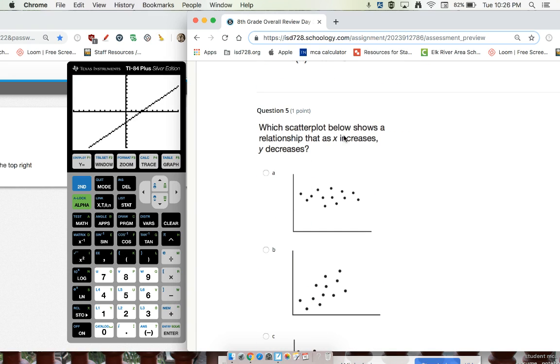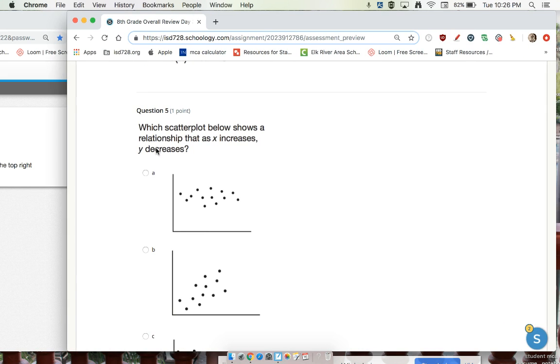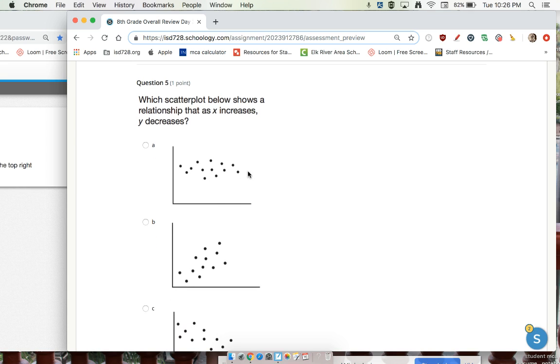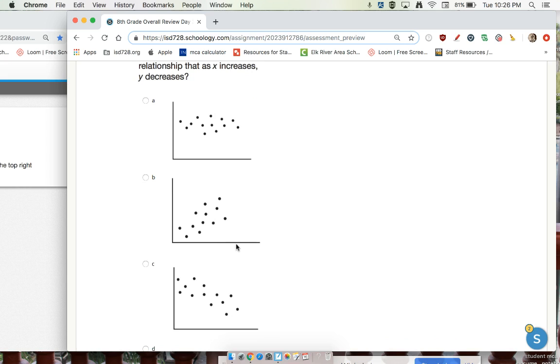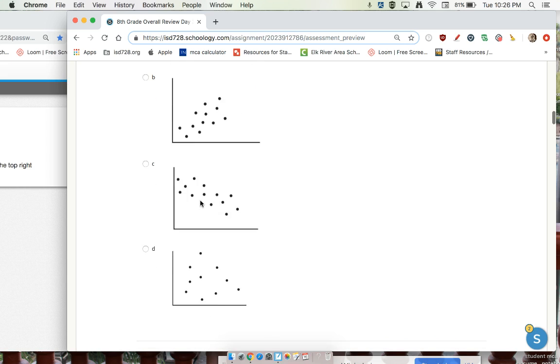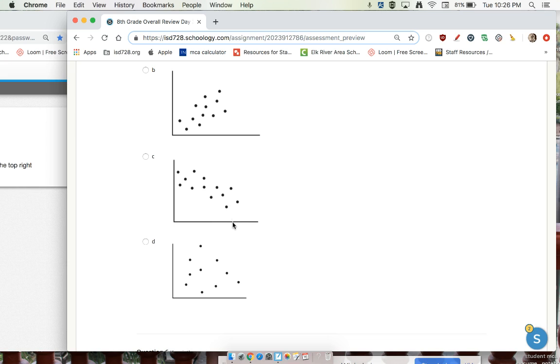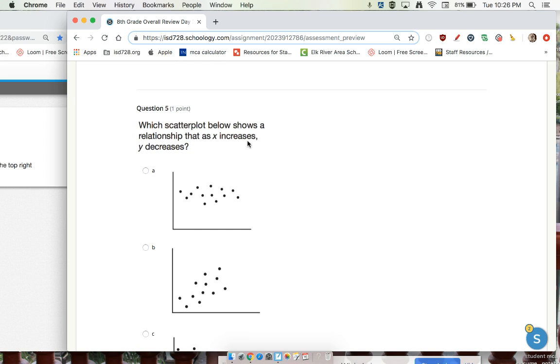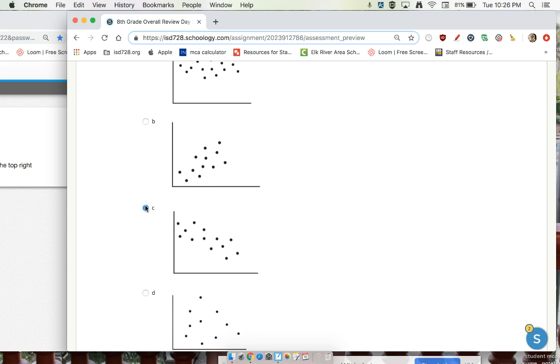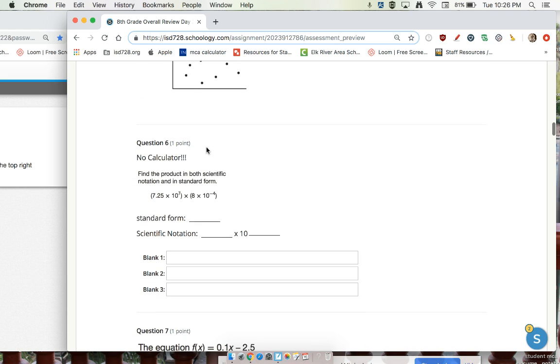Okay, number 5, which scatter plot shows a relationship that as x increases, y decreases? So that should be a negative correlation. If x is increasing, y should be going down. So I'm going to look. This one looks like it's just a constant change, horizontal change. This one is as x increases, y is getting bigger, so y is increasing. This one shows as x is increasing, y is decreasing. That's exactly what I wanted. As x increases, y decreases. And this one would be no correlation.